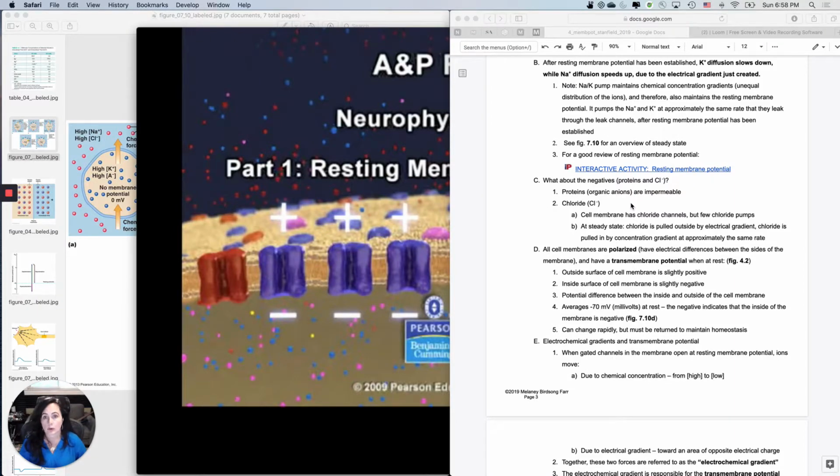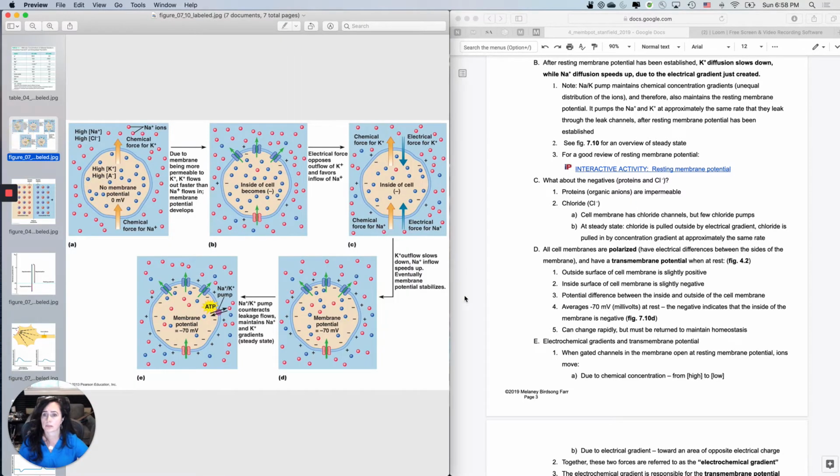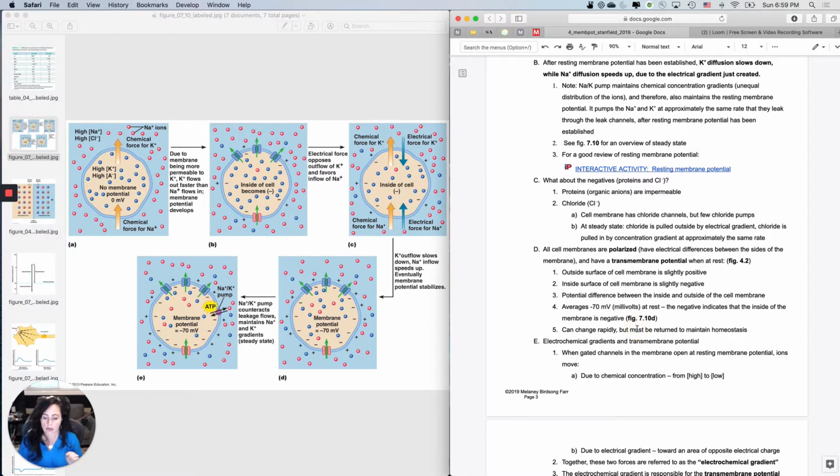Okay, a little bit more about resting membrane potential. I want to get to how you can measure the number that you see on this diagram right here. How can you get to this -70? So I need to show you guys just a little bit more about it.